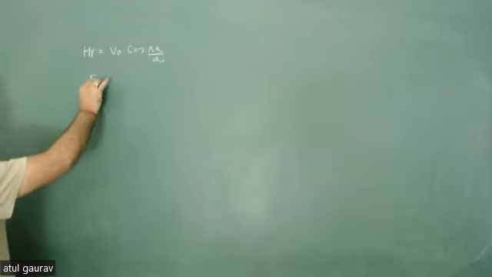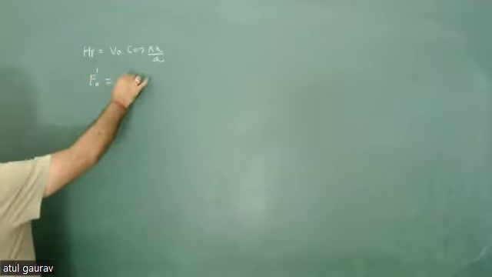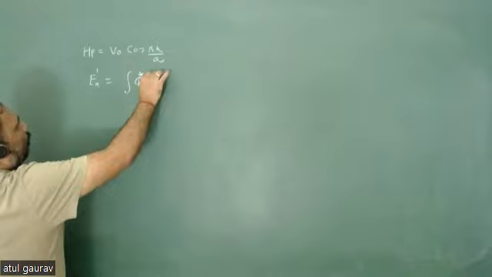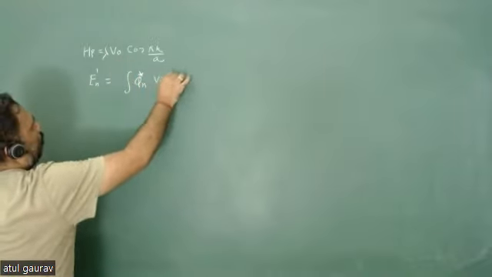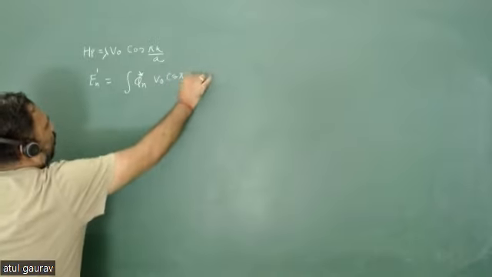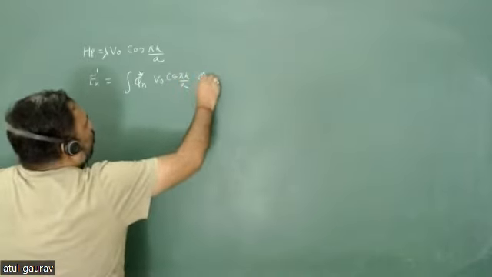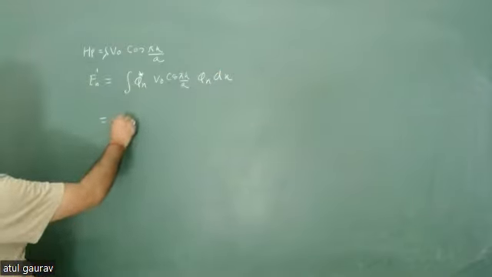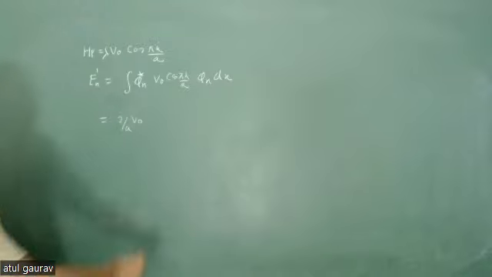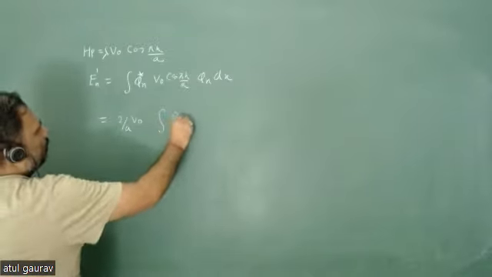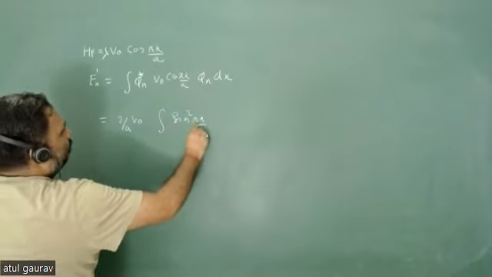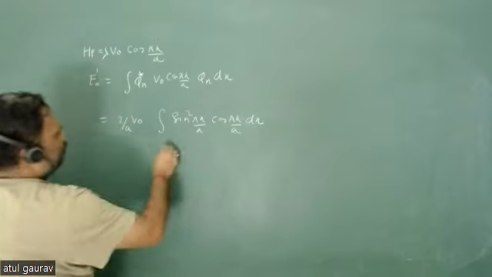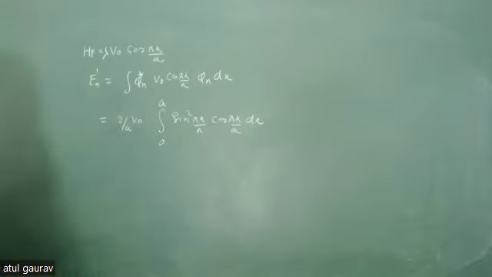So En1, that value is equal to, again we will go for phi n star V naught cos pi x upon A, and you have phi n dx. What will come out? 2 by A V naught. Inside we have sine square pi x upon A, and we have cos pi x upon A dx from 0 to A. What will be this value?